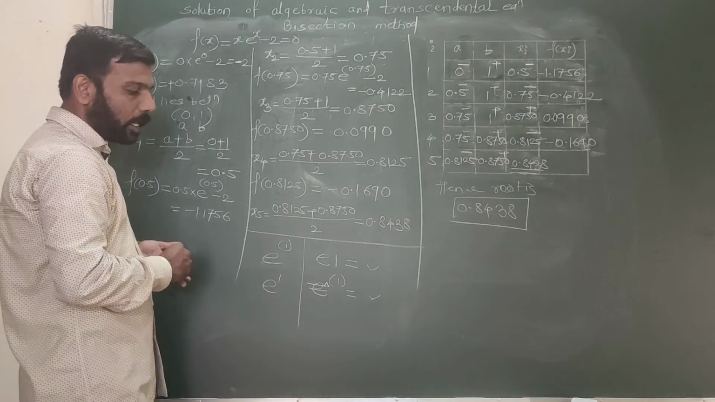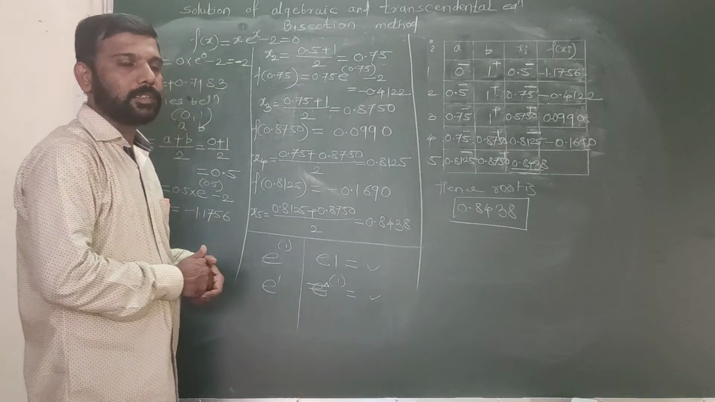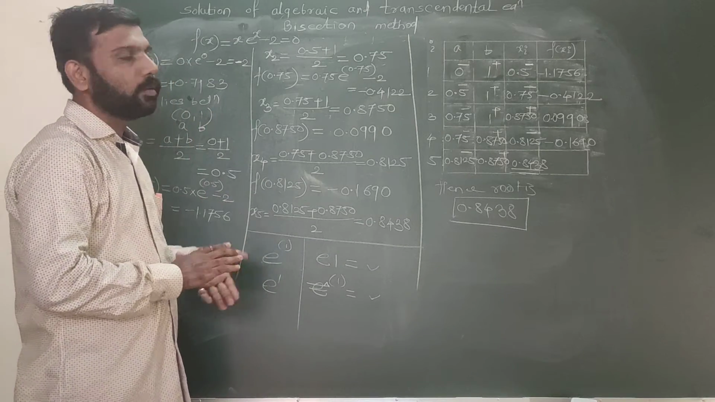The output remains the same for these two expressions. So exponential terms on the calculator we can calculate like this. So this is the bisection method.